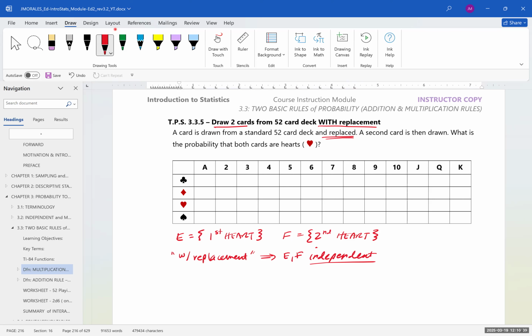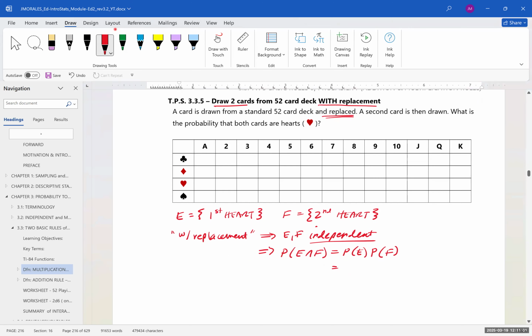independent. And because they're independent, that means when we're calculating the intersection of these two, we can just multiply the probabilities of each single event together. So the probability of event E occurring is going to be the order of E over the order of the sample space times the probability of F, which is the order of F over the order of the sample space.